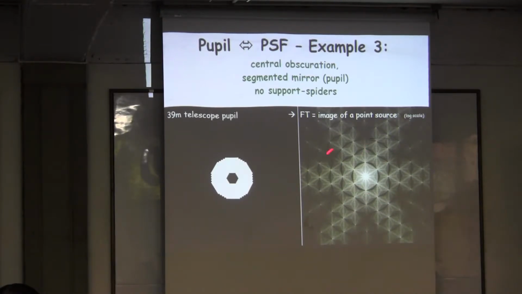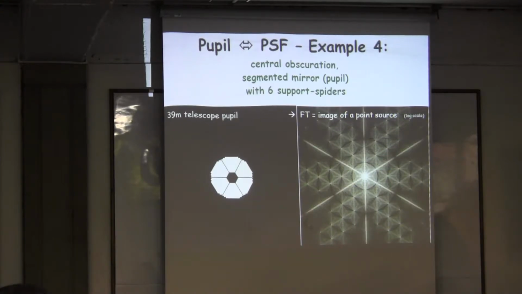I mean, this would be a great Christmas decoration. But this is what you have to deal with then. This would be the Fourier transform of that pupil. And then we put it all together again, we add the spiders, and this is the nominal point spread function of a 39-meter telescope. Now, to some extent, this applies to all telescopes. It's also for diffraction limited performance of the Keck telescope, where you have segmented mirrors. Similar.